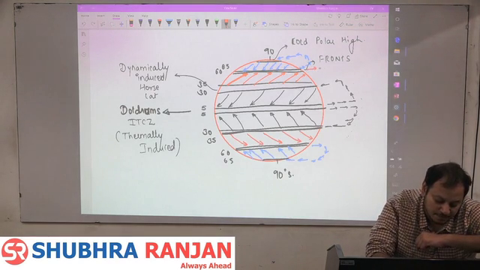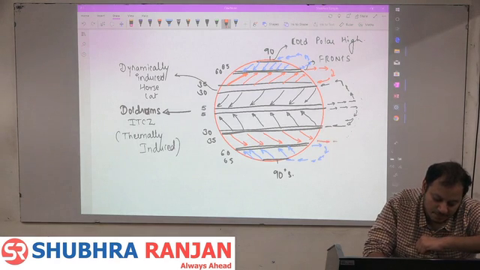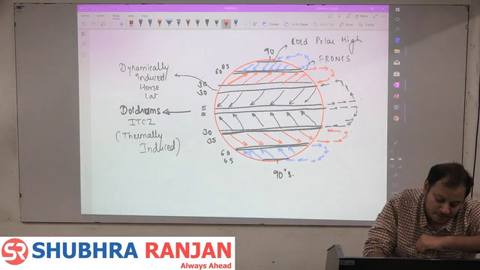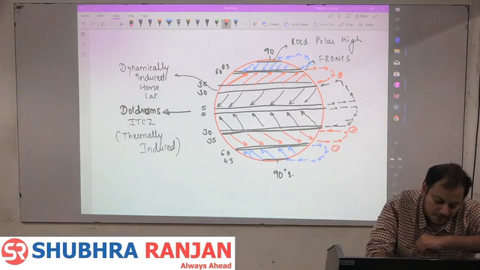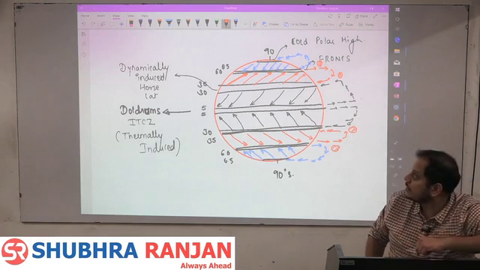It will rise up, and then it will come and settle down. It will rise up due to fronts, and it will come and settle down. Here there is a jet stream, here there is a jet stream, here there is a jet stream.